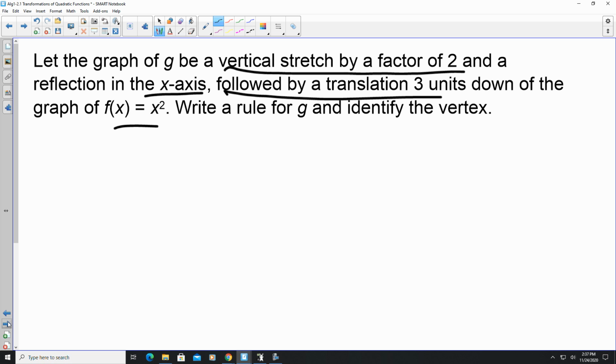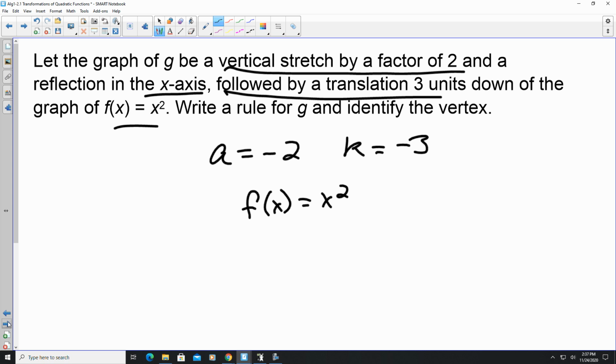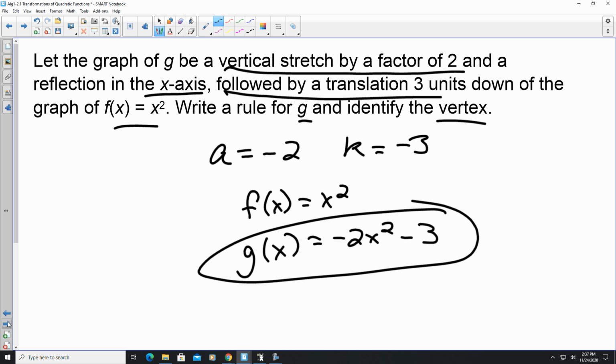So that tells me that the value of A is going to be -2, and I have a value of K of -3. So my general equation: I've got f of x is equal to x squared. That means I'm going to use g of x in this case, is what they want me to do. So g of x is going to be equal to -2x squared minus 3. All right, they want you to identify the vertex. The vertex in this particular instance is going to be (0, -3).